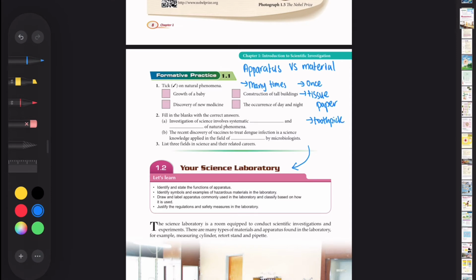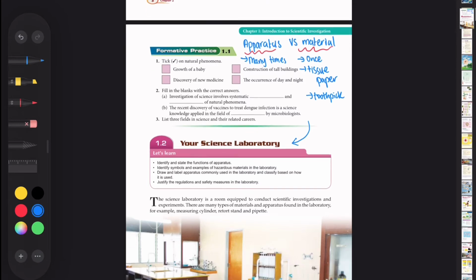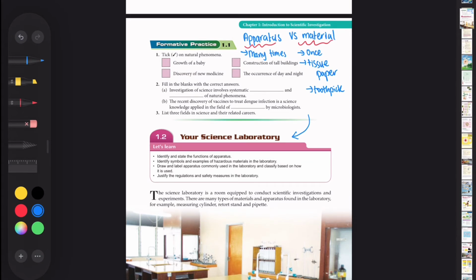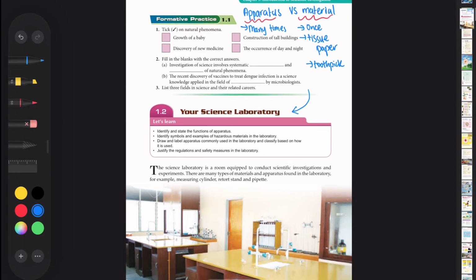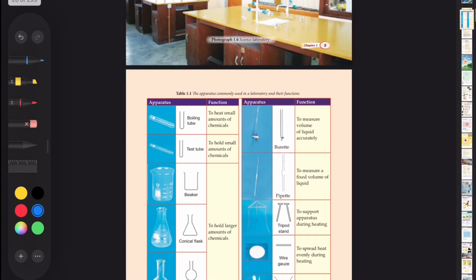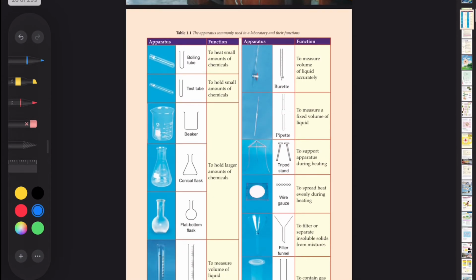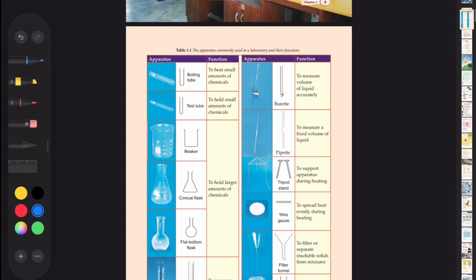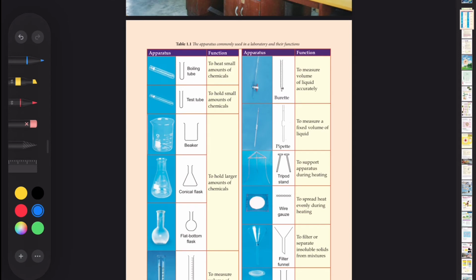So as long as you know the difference between this and this, you wouldn't get confused as you progress in your education, because this is something that not many students know, and if they know this, it makes their life very easy. Okay, so now I'll be going into laboratory apparatus. There's nothing much to say. The functions are just right there, stated there, and it's very common.